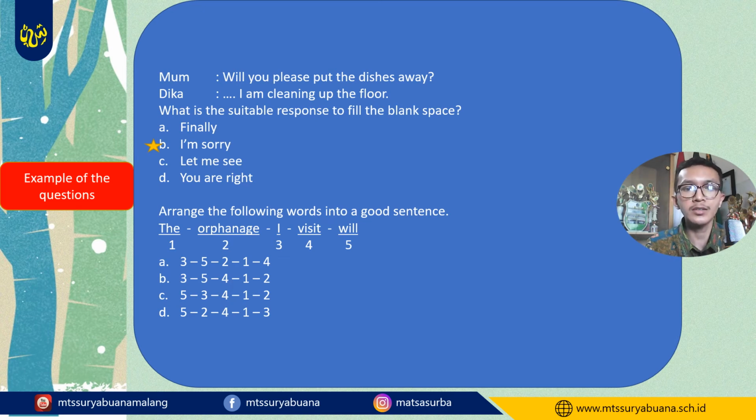And then for the next question, arrange the following words into a good sentence: the orphanage, I, visit, and will. What do you think about the correct order? The answer is B, 3, 5, 4, 1, and 2. And the correct order for the sentence is: I will visit the orphanage.